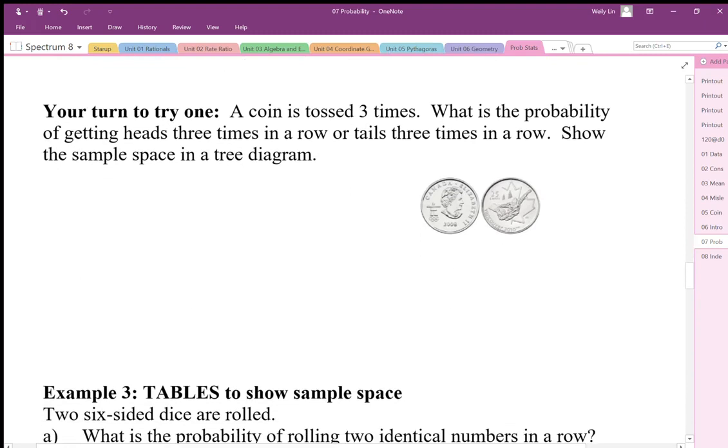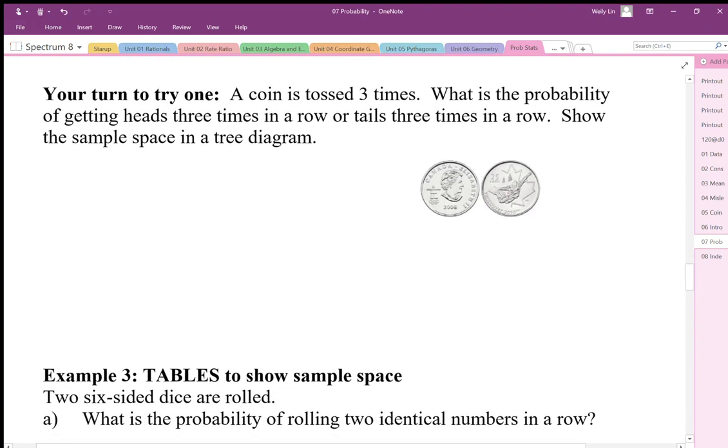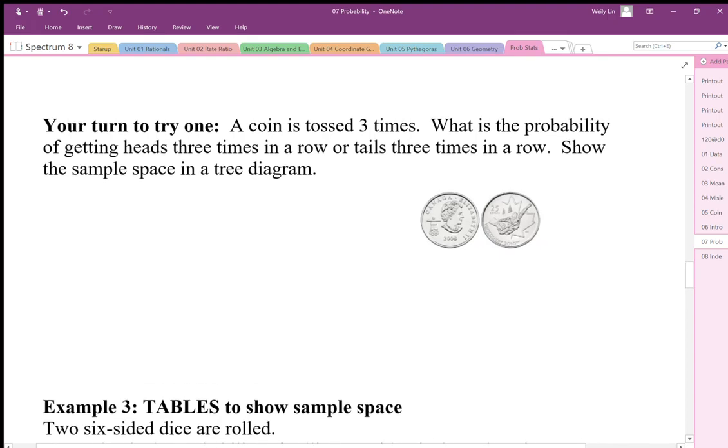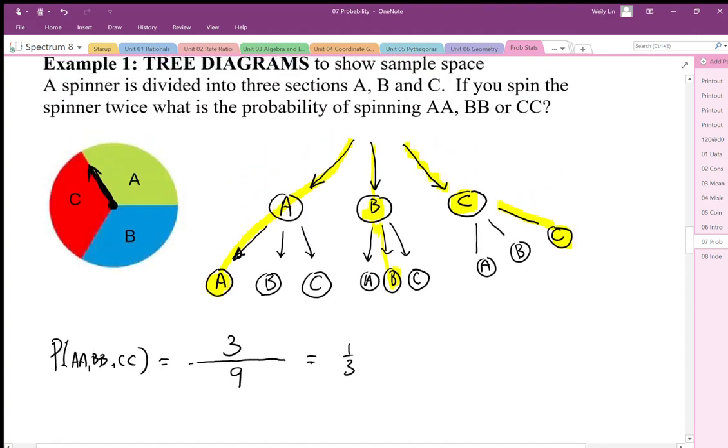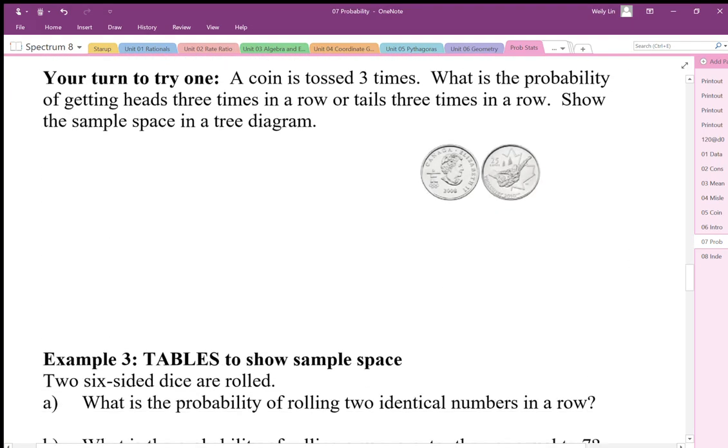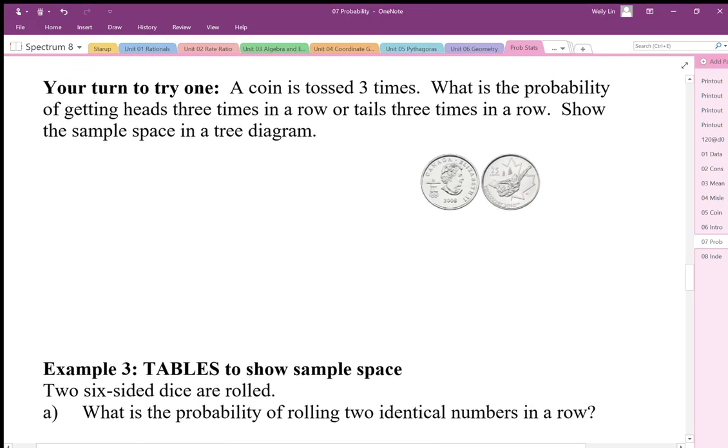So that's one type of sample space. We can do this one too. You can pause the video and try this one on your own. You should be able to do the same thing. This one is a probability of a coin being tossed 3 times. Here we had 2 spins, so this is 2 events. This is a 3-event probability. So we did 3 times.